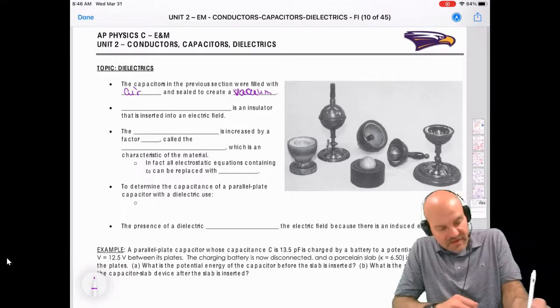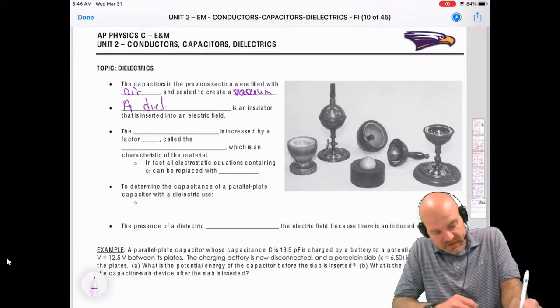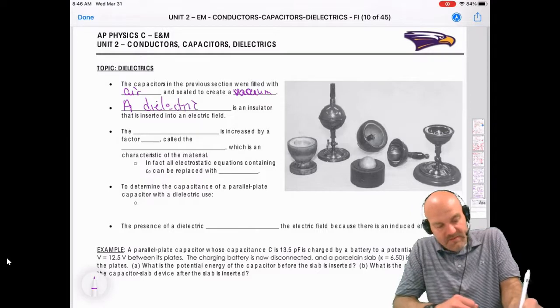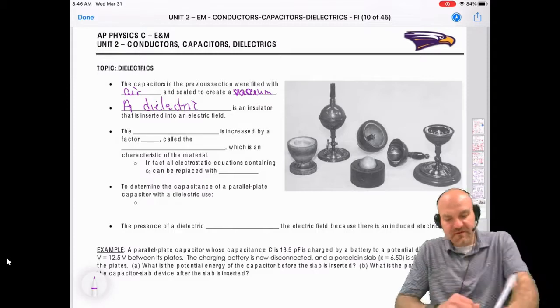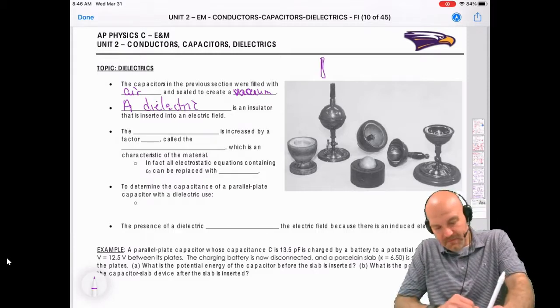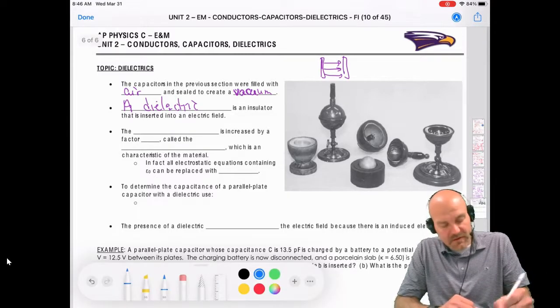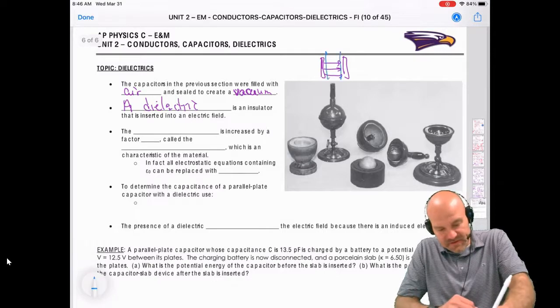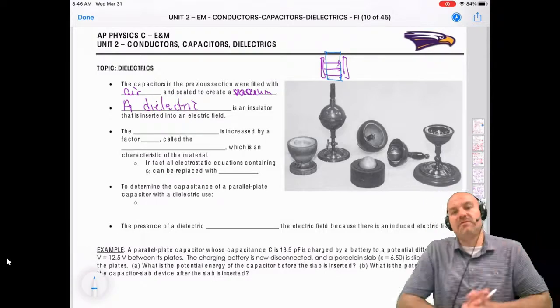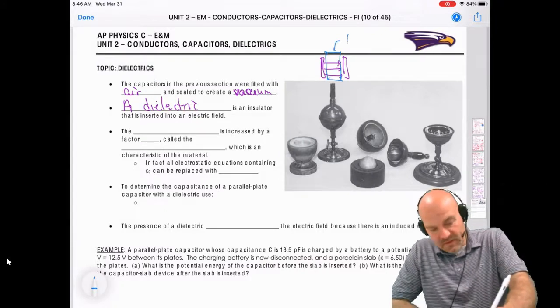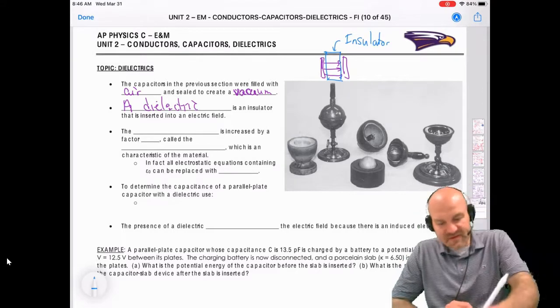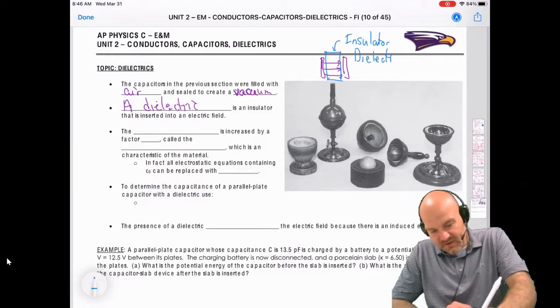A dielectric is simply an insulator that is inserted into an electric field. Again, you have these parallel plate capacitors with an E field going between them. What we're going to do now is take some sort of insulator and plug it in between the plates, replacing the air with this insulator. This insulator is our dielectric.